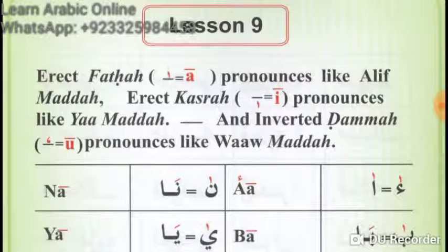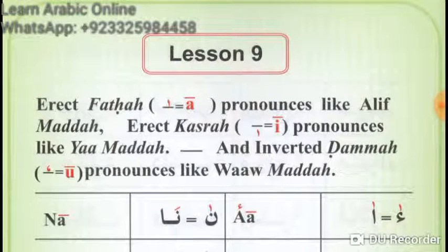Now we are going to study erect fatha. Alif madha and erect fatha are almost the same thing. This is another form of alif madha. In alif madha, we have a sukoon on alif, and before alif we have fatha. Here we will just put a sign of erect fatha, and we will know that it is alif madha. Similarly, erect kasra and ya madha are the same thing, and inverted dhamma and waw madha are also the same thing. Now let's start reading lesson number 9.